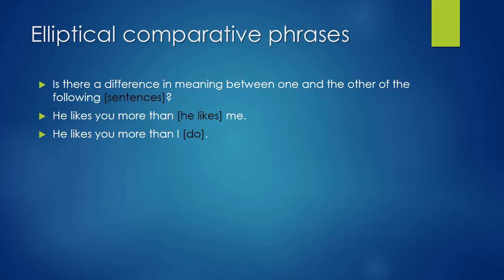And third, he likes you more than I. And what's elliptical is the verb do, or he likes you more than I like you, or I do. And so these are examples of elliptical comparative phrases that are part of main clauses.